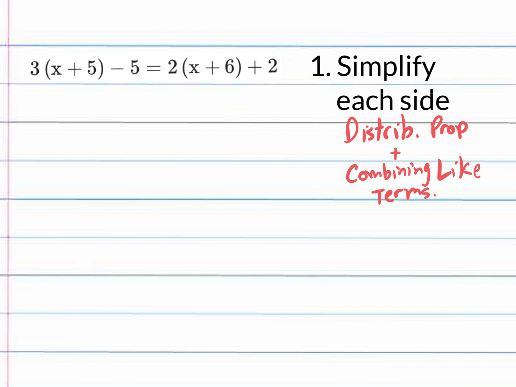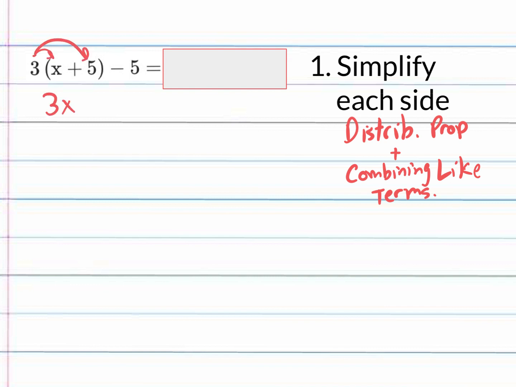So again, we're going to simplify each side. I'm going to cover up the right side, ignore the right side. I'm just going to focus in on the left side right now. I'm going to distribute 3 times x, that is 3x. Then distribute 3 times 5, that is a positive 15. And of course, I'm going to bring down this minus 5 right here. And now I've already distributed.